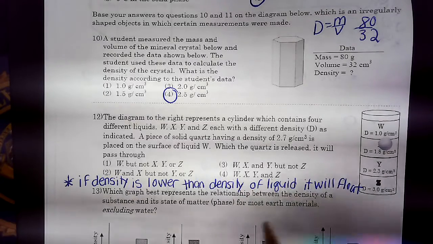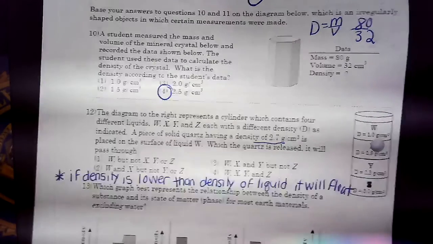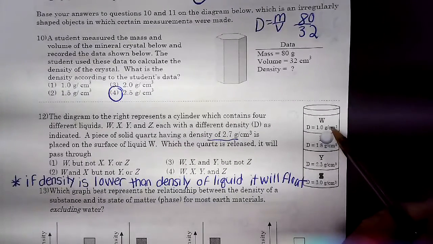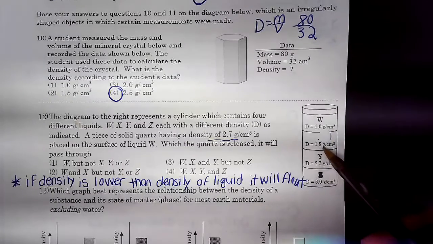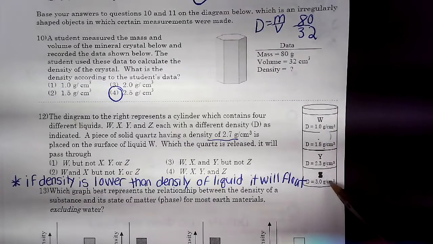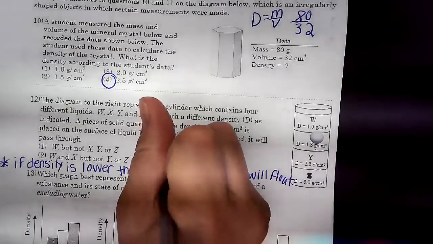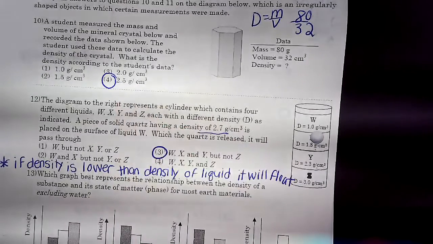So this one, we're dropping a piece of quartz with a density of 2.7 into these liquids. Will it float or sink as we go into W? Sink. As we go into X? Sink. Y? Z? Float. So we need one that says it's going to go through all of them except for Z. That's answer 3. The quartz will pass through W, X, and Y, but not Z.